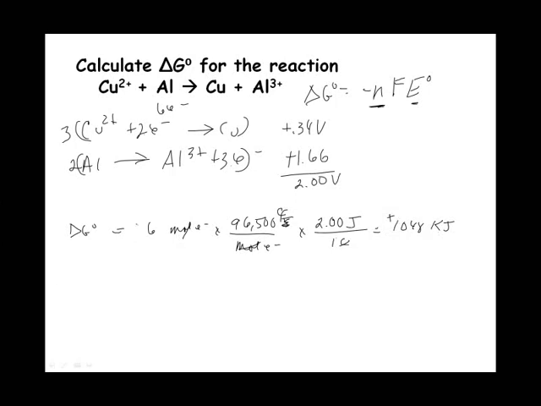Well, it comes out to be negative. The E naught is positive. If I multiply this times a negative number, I end up with this. It releases that much energy, so it is spontaneous.